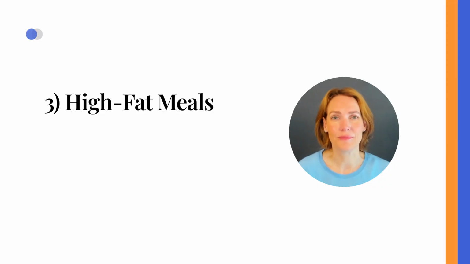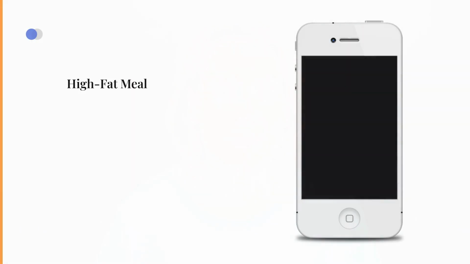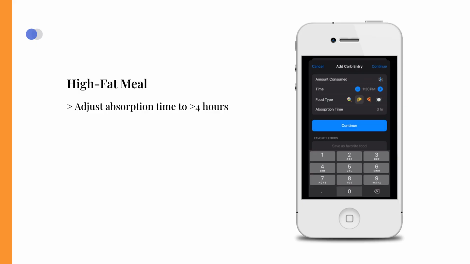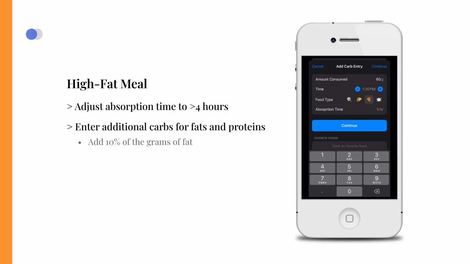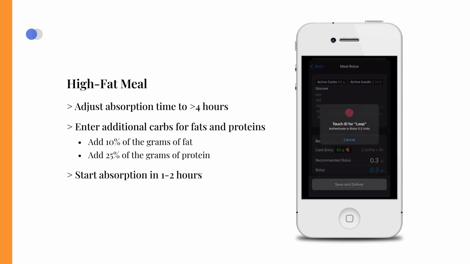3. High-fat meals. When consuming a high-fat meal while using the Loop app, it is advisable to take certain measures. Set a longer absorption time, exceeding 4 hours or using the pizza icon, to ensure slower delivery of meal insulin. Consider adding additional carbohydrates to compensate for the fats and proteins consumed. You could try to enter approximately 10% of the grams of fat as carbohydrates and around 25% of the grams of protein as carbohydrates. In the Loop app, you can also set the start time for absorption 1 to 2 hours in the future, allowing for a better match of the insulin delivery with the digestion process.